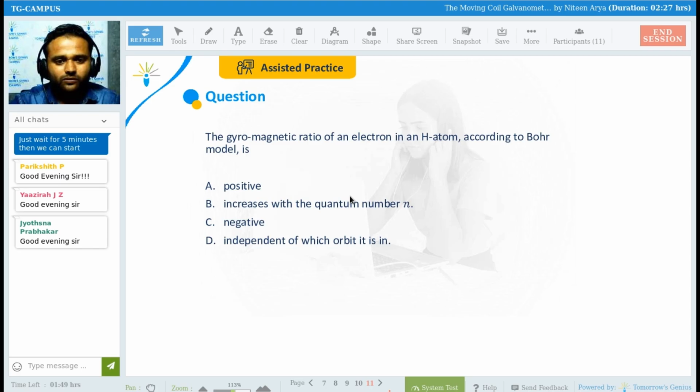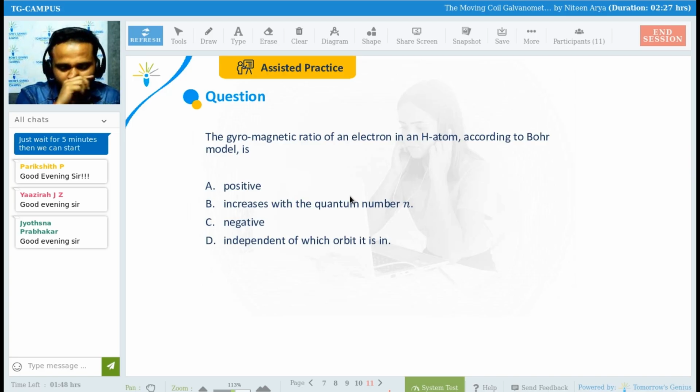Okay, so now this is your question. You know the gyromagnetic ratio of an electron in an H atom according to the Bohr model is. Tell me which one is the correct answer. Now, what is the gyromagnetic ratio? It is the magnetic moment due to the orbital electron. It is constant, sir. Yes. So which one is the correct answer? Independent of orbit? Increases with the quantum number?